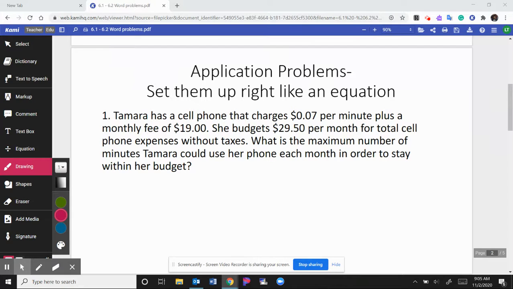If you can't find it, it's also posted to Google Classroom if you have a printer, or if you don't want to do it that way, you could also just pause the video and actually write out the word problem first before we move on.